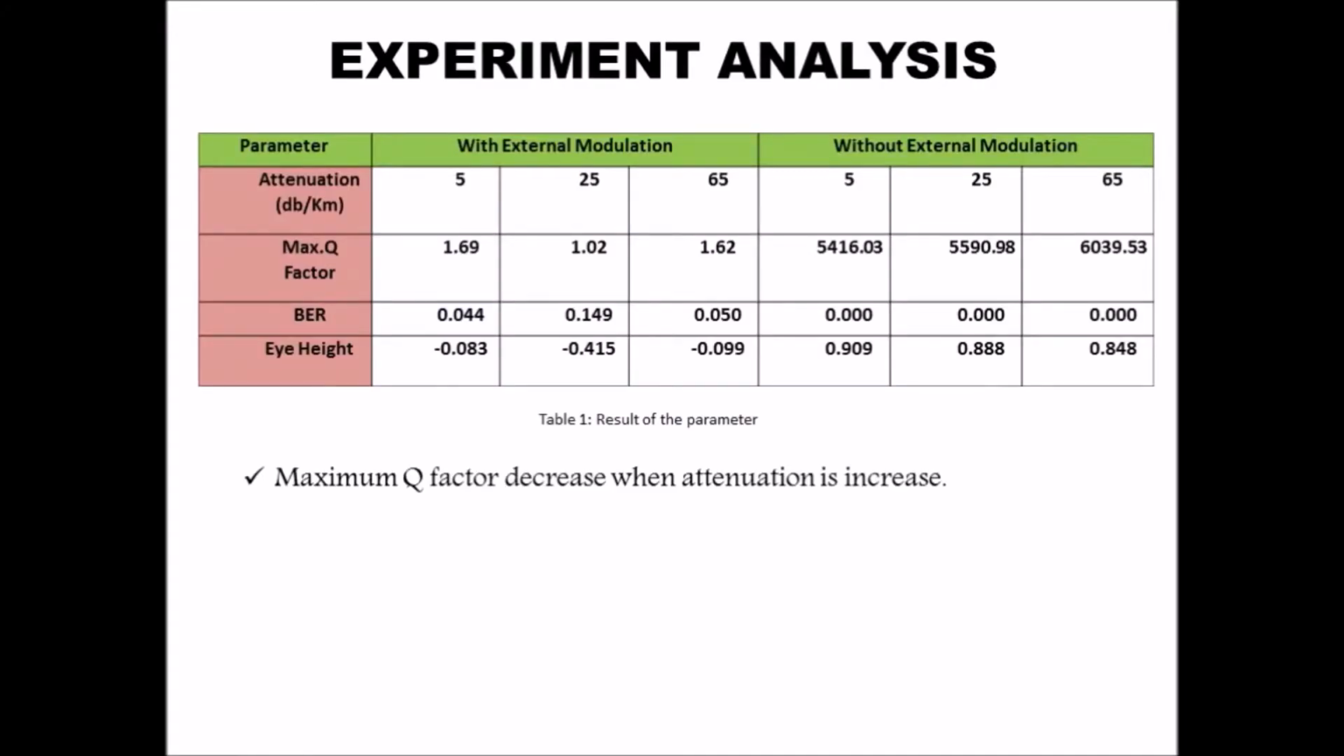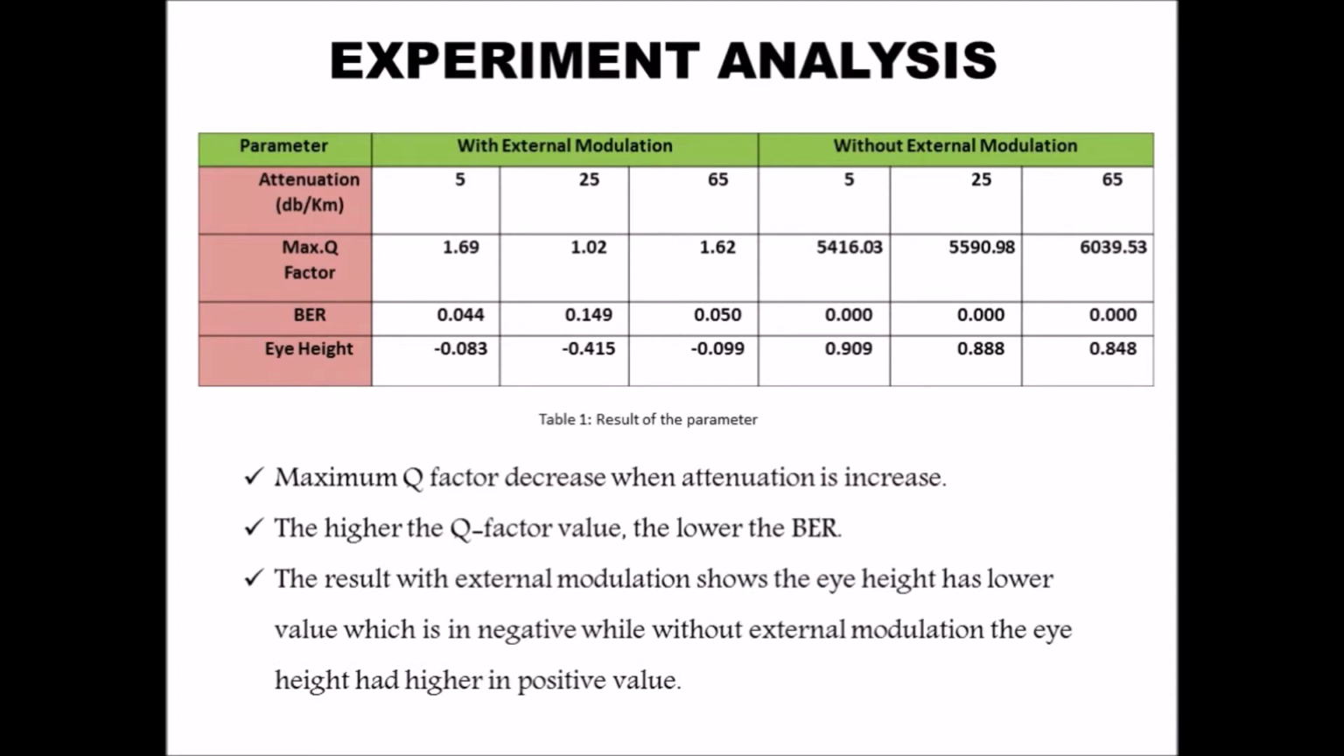Assalamualaikum to Dr. Zaitun. I will continue the presentation with the experiment analysis. As you can see, Table 1 is the result of all the parameters we gained from these simulations, which include with external modulation and without external modulation. From the table, students observe that the maximum Q factor decreases when the attenuation is increased, and the higher the Q factor value, the lower the BER.